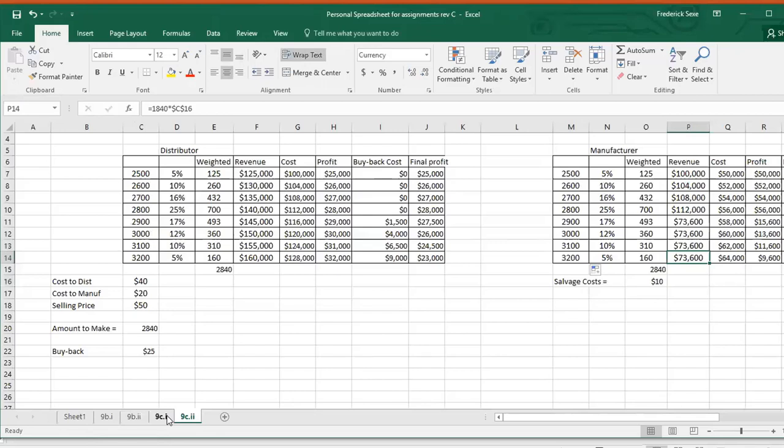Oh, I'm sorry. 10A would be the same as 9B1. 10B would be the same as 9C1. And then C, you just basically taught the answer. What's better, an inflated forecast or a true forecast?